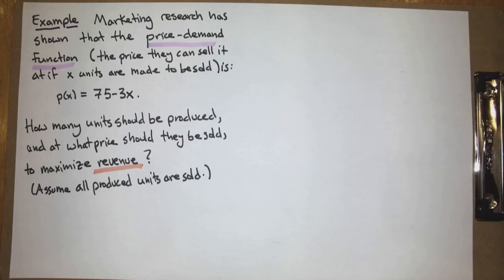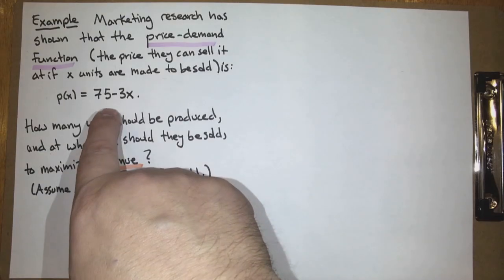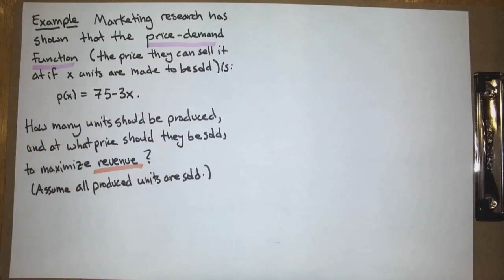So the price you can charge goes down. It's like very fancy cars. Very expensive cars, they make very few of them, and they don't want to make many of them because they're so few, they become a status symbol. So that's why you get to charge more. But mass-produced cars, they're not seen as a status symbol, so you get charged less. All right, so our price is 75 minus 3x. How many units should be produced, and at what price should they be sold to maximize the revenue? Now we're going to make an assumption that we're going to sell everything that we make. I like that assumption. It's a good business assumption.